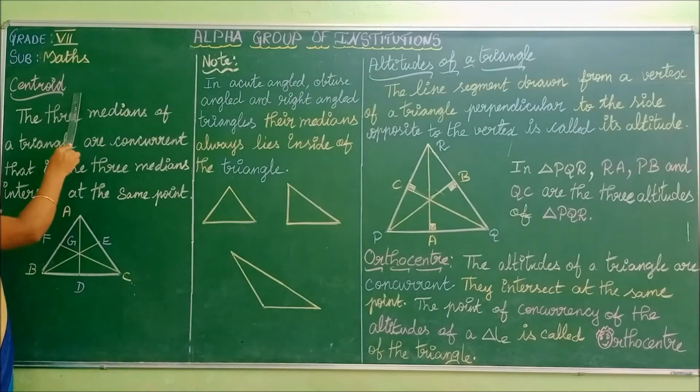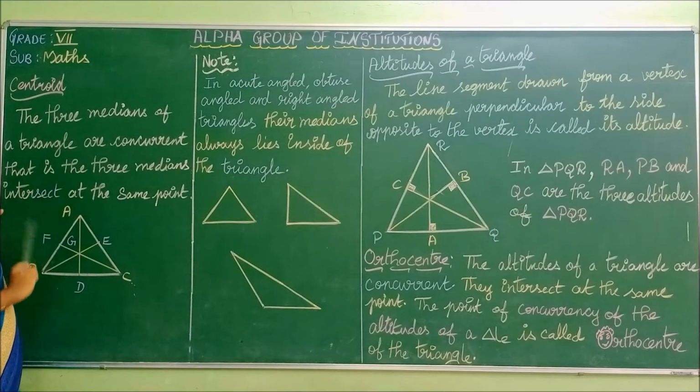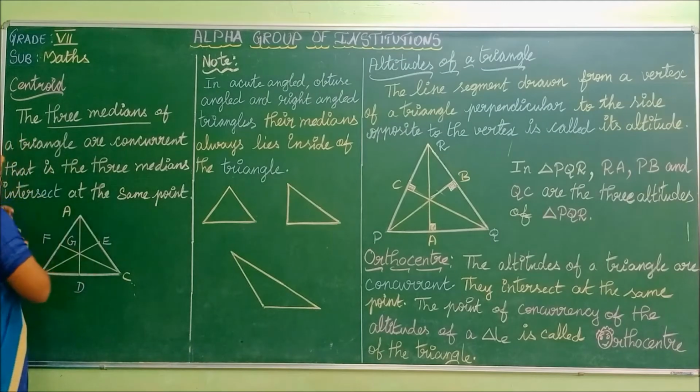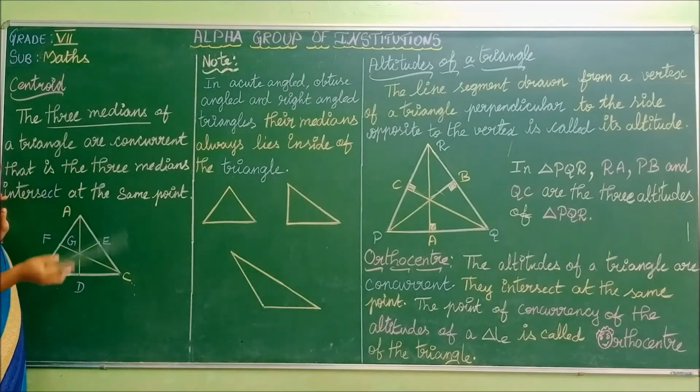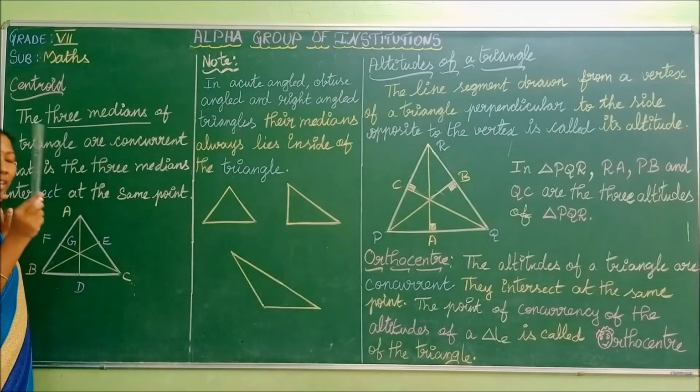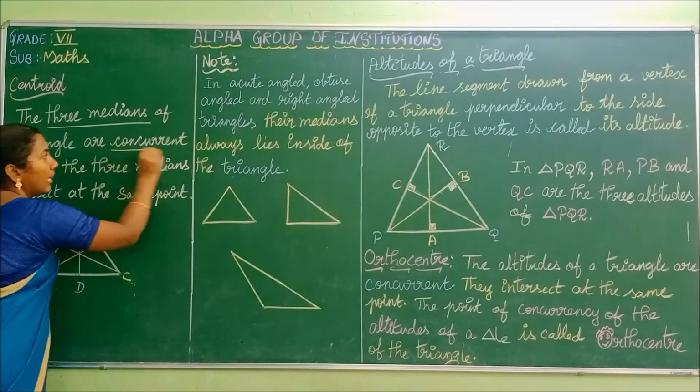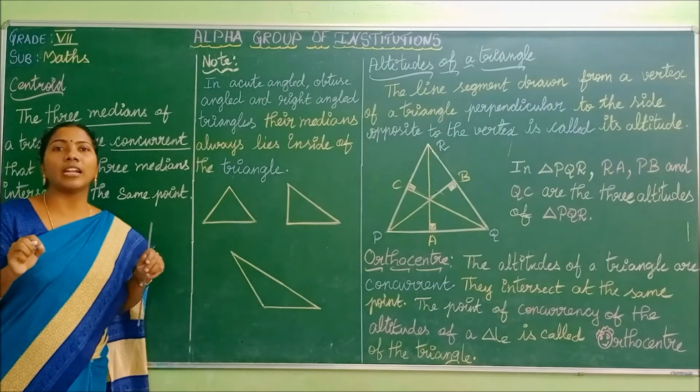What is meant by centroid? The 3 medians. A triangle has how many medians? 3 medians. So the 3 medians of what? Of a square or rectangle? The 3 medians of a triangle. The 3 medians of a triangle are concurrent. What is meant by the word concurrent?